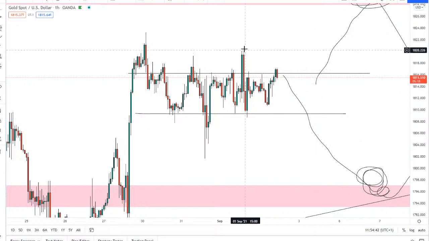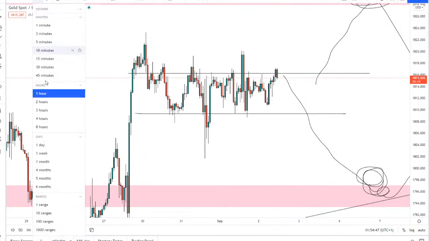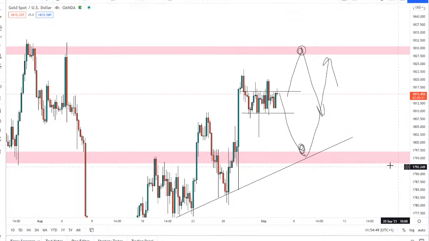So we did have that nice push. We came right back down again. So we could do that again. But yeah, if I was to say it would be to the upside, I'll be getting ready for sales up there, take it back down again. And if it does break to the downside, I'll be getting ready for buys again from that support.